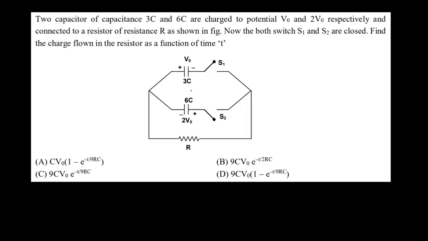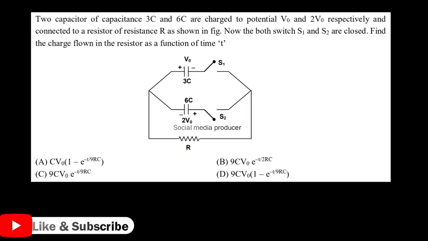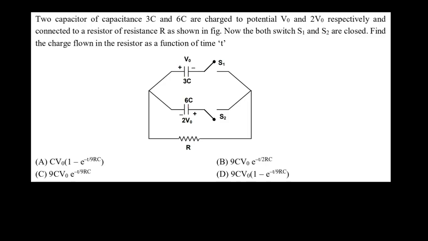So today we are going to see a different type of question where two capacitors are given, charged to different potentials, and they are also connected differently. The positively charged plate of one is connected to the negatively charged plate of the other, and they have given two switches. The question asks: when both the switches are closed, find the charge flown through the resistor as a function of time.